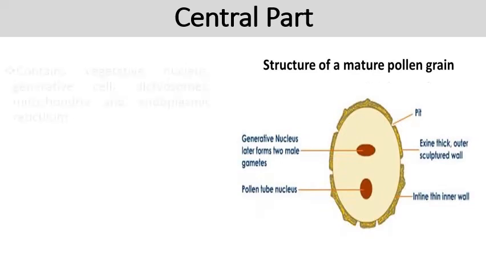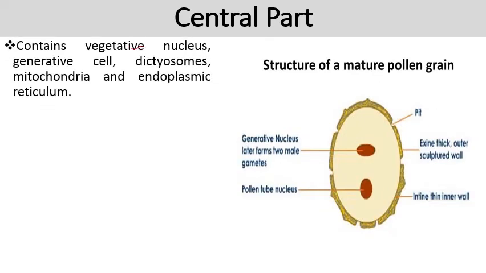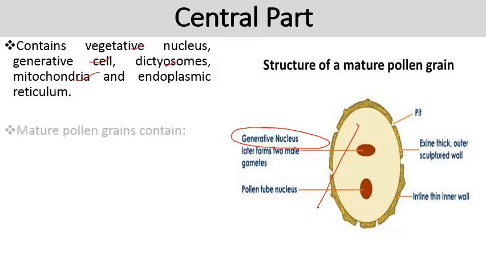Next, first is the central part. It contains cytoplasm, vegetative nucleus, generative cell, dictyosome, mitochondria, and endoplasmic reticulum. So basically जो pollen grain है उससे हम दो parts में divide कर सकते हैं. First one is the central part. So this central part consists of generative nucleus or generative cell or vegetative cell. In addition to this, it contains dictyosome, mitochondria, and endoplasmic reticulum.